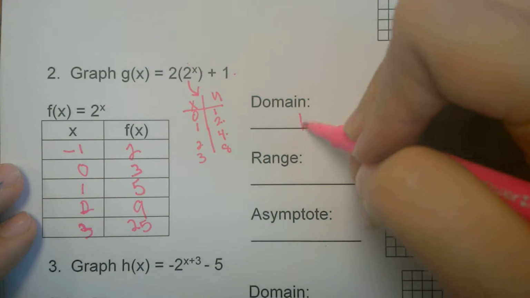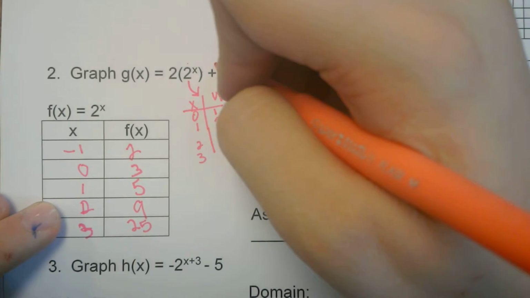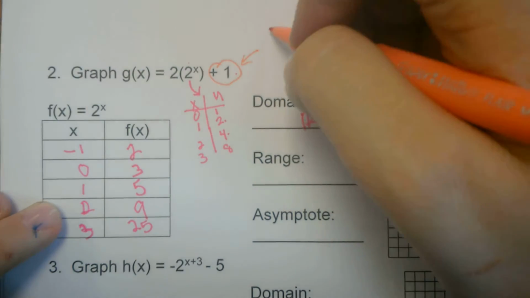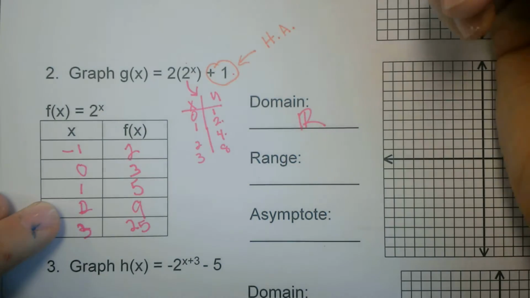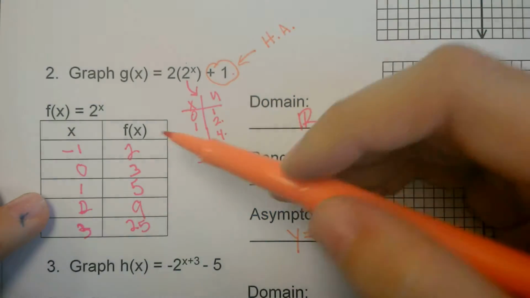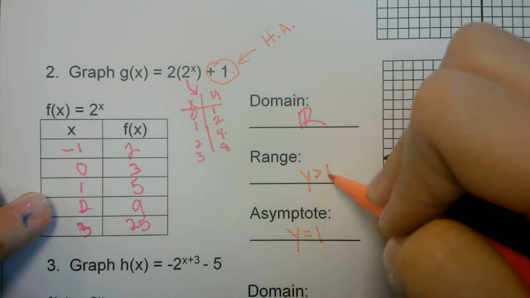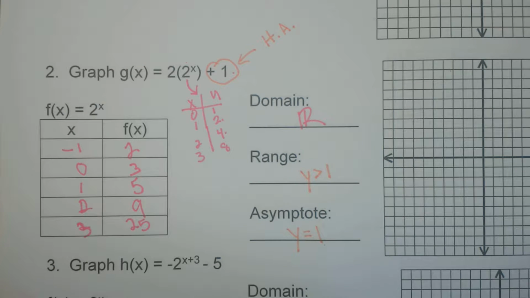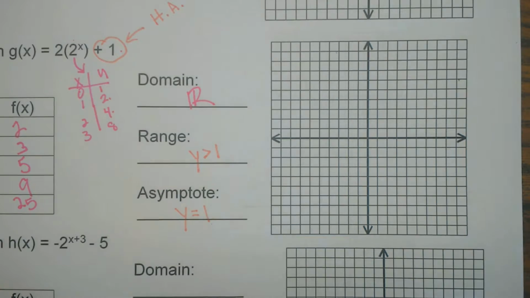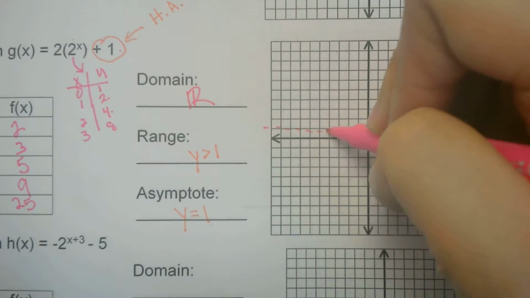So the domain is always all real numbers. And then we mentioned that if we have a number here, that tells us our HA. And all these numbers are bigger than 1, so my range would be y is greater than 1. So I have a horizontal asymptote at y equals 1.